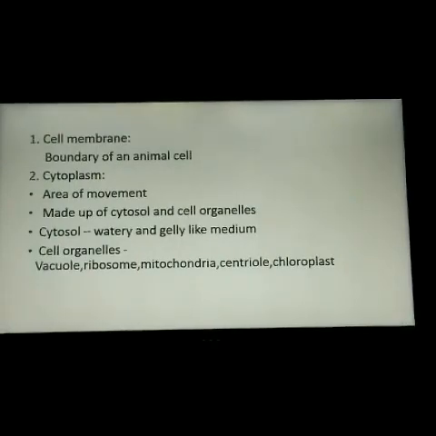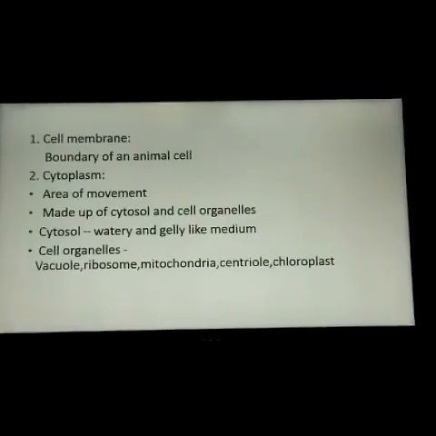And now let us see cytoplasm. It is the area of movement for all the cells, and it is made up of cytosol and cell organelles, where the cytosol is a watery and jelly-like medium. It is made up of 70 to 90% of water, and it is usually colorless. Cell organelles and structures present in a cell are endoplasmic reticulum, vacuole, ribosome, Golgi body, lysosome, mitochondria, centriole, chloroplast, surrounded by the plasma membrane and cell wall.